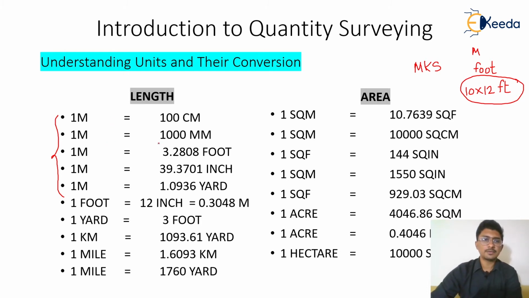Out of this, I'll ask you to focus more on this one, that is 1 meter is equal to 3.2808 feet. Then the another one, this one, I will suggest you to always remember that 1 feet is equal to 12 inch, that is equal to 0.3048 meters. These two are very essential, as they are always going to help you for any conversion relating to meter to feet, feet to meter, and inches.